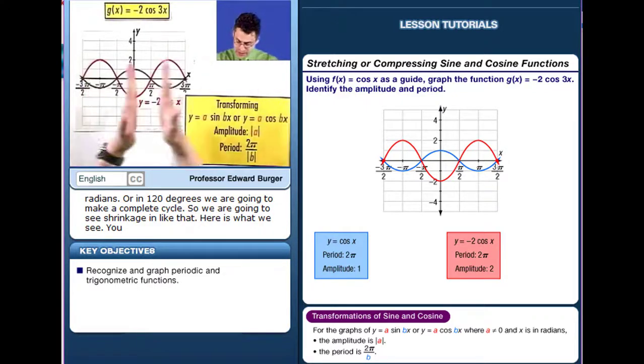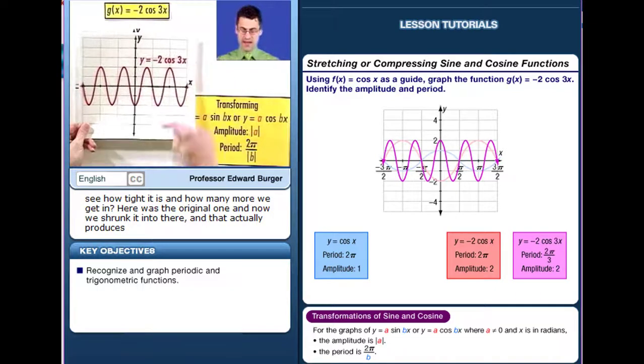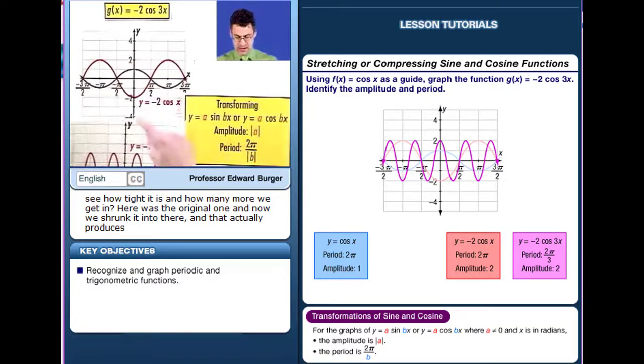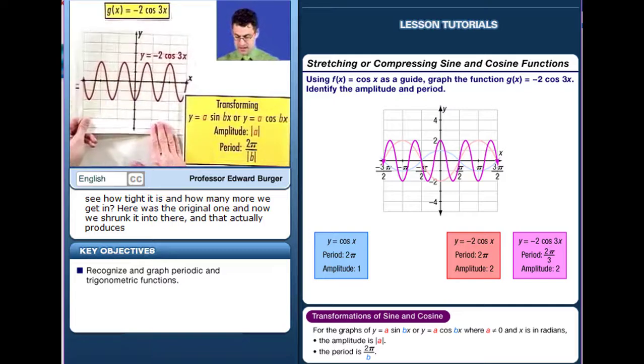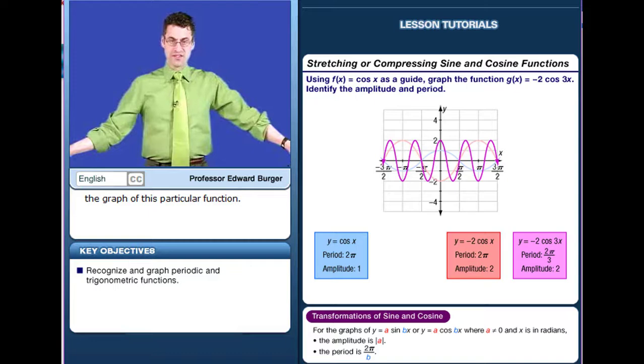So we're going to see our shrinkage like that, and when we do that, here's what we see. Do you see how tight it is, how many more cycles we get in? Because we shrunk it in. Here was the original one, and now we shrunk it into there, and that produces the graph of this particular function.